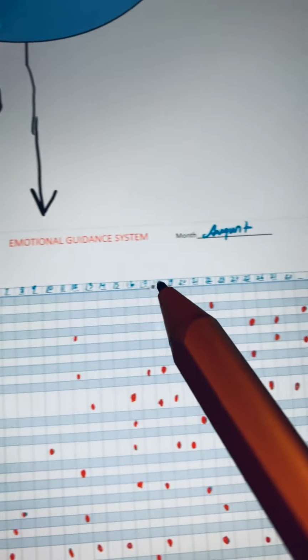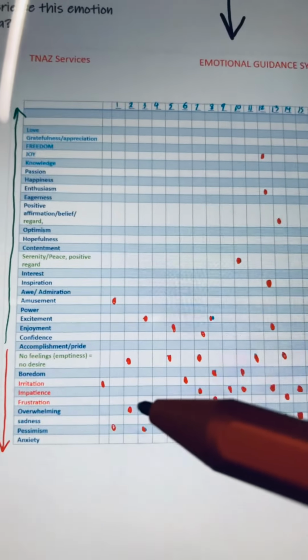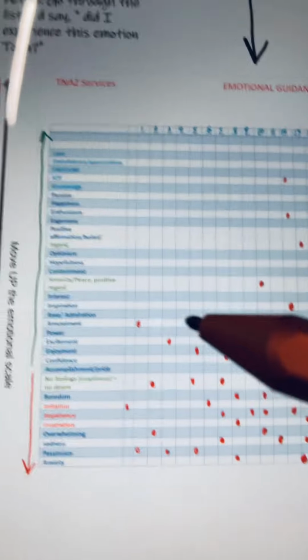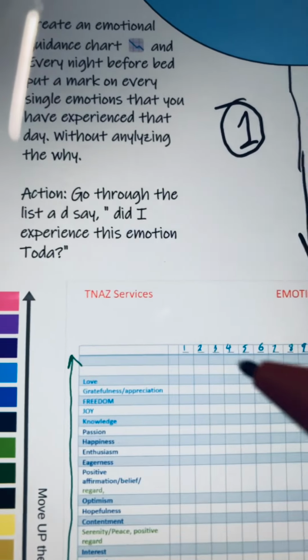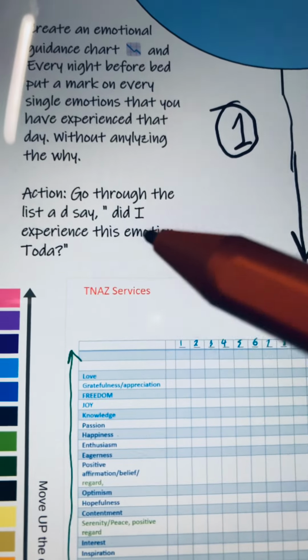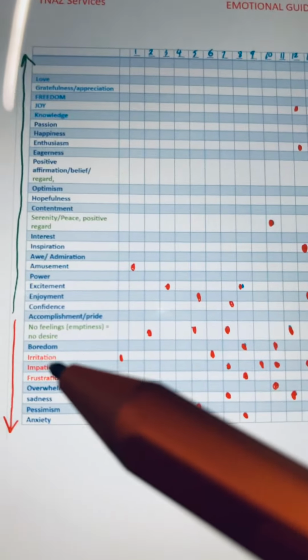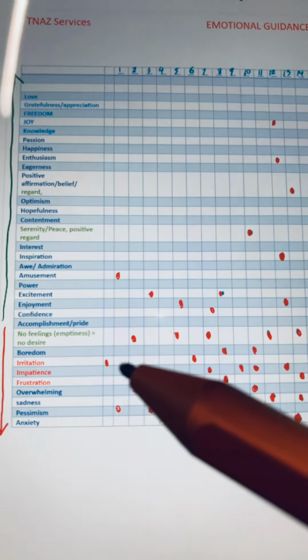And then each day of the month, you chronicle the emotions that you felt at bedtime. So before you go to sleep, you go through this list and ask yourself, did I experience this emotion today? So if you experienced irritation, you put a dot on it.